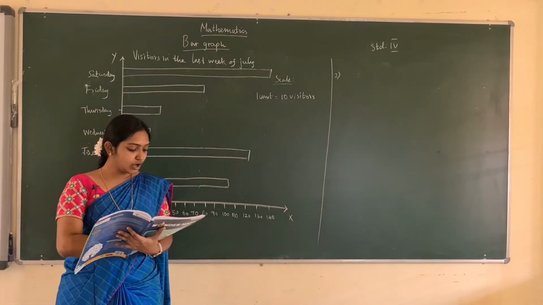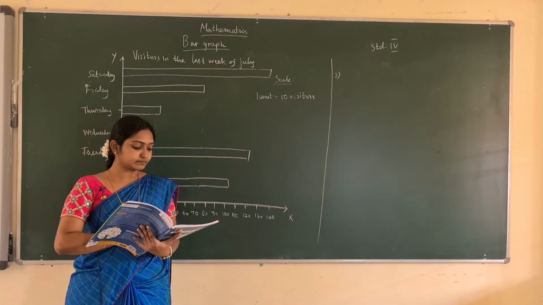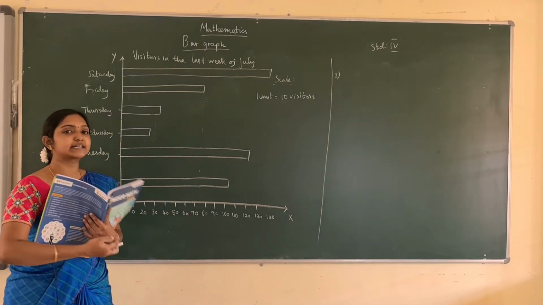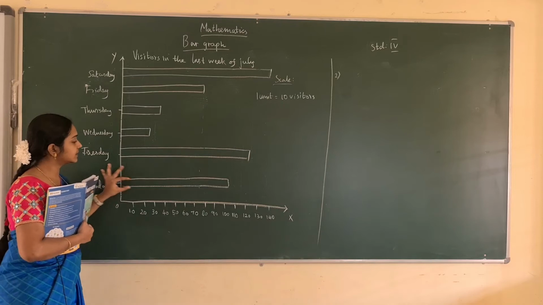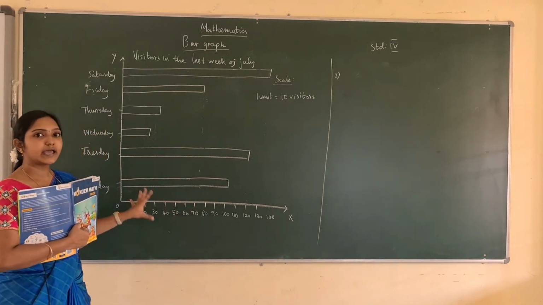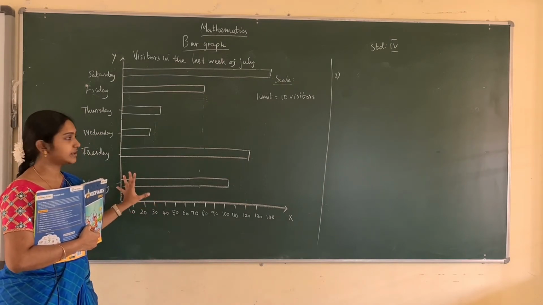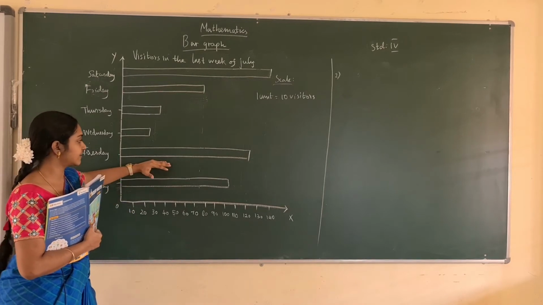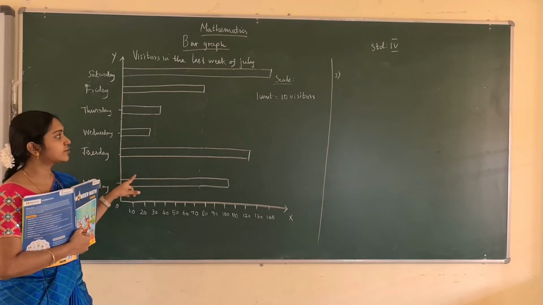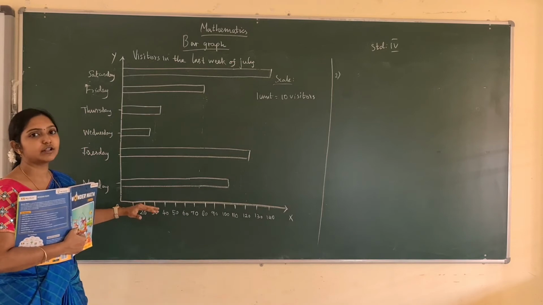The second question: on which day did the museum have the maximum number of visitors? So you look at the rectangular bars. The bar graph can be either vertical or horizontal. In the first question we learnt about a vertical bar graph. This is a horizontal bar graph.